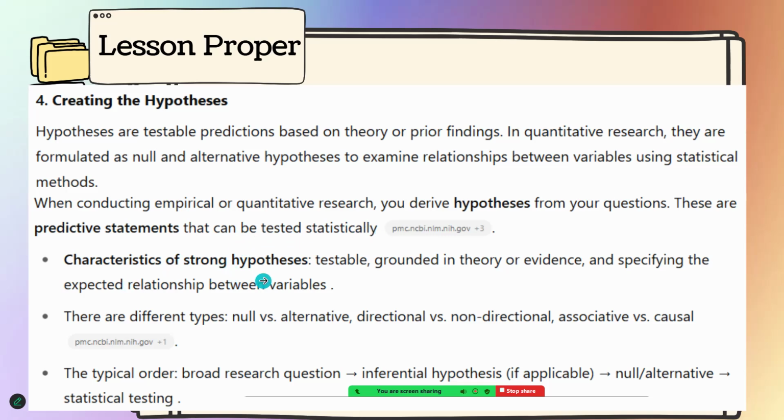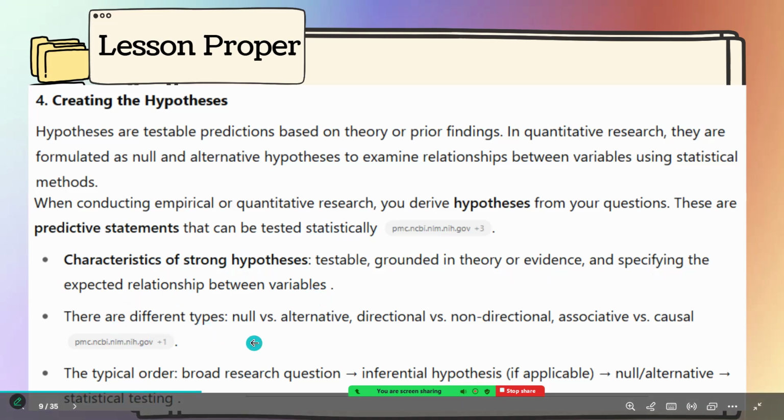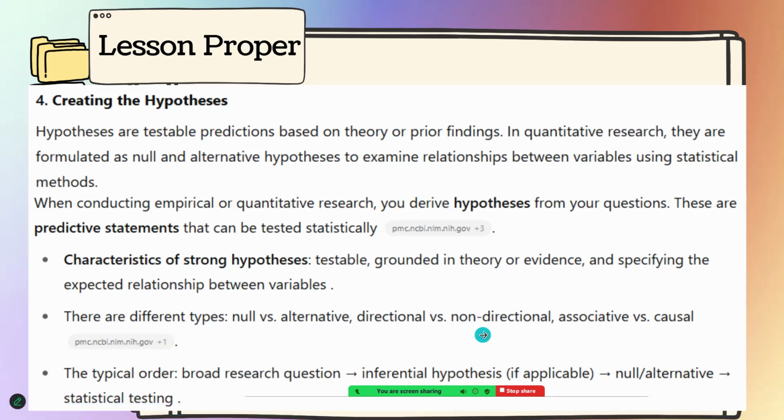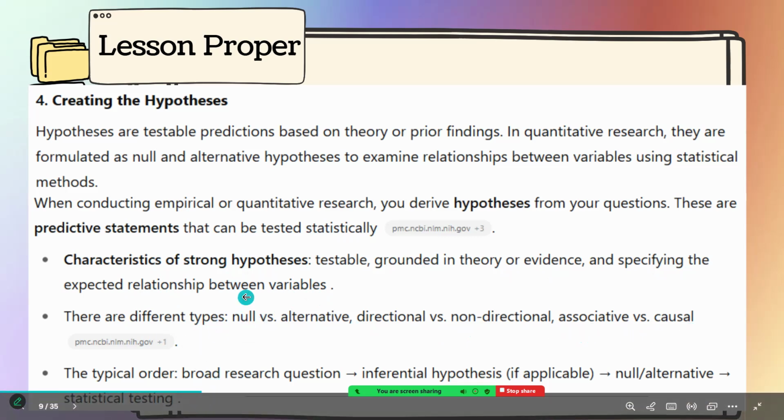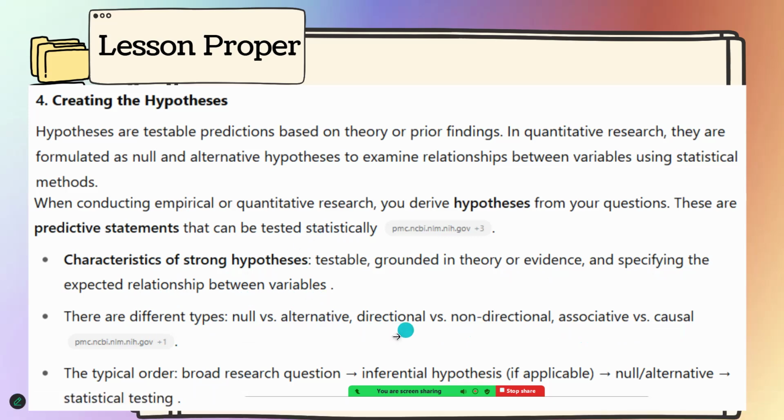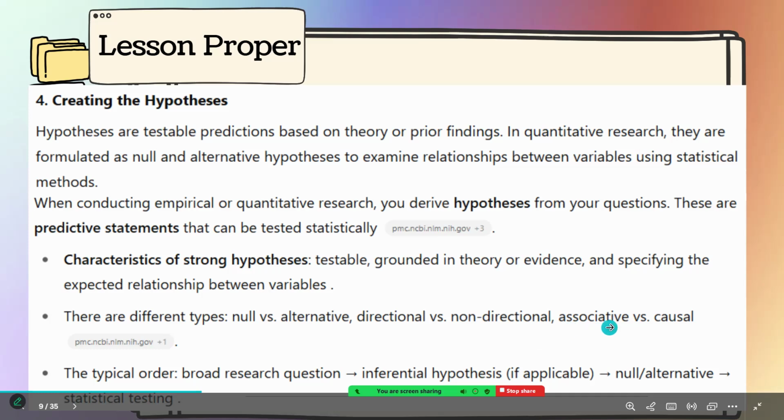So, what are the characteristics of a strong hypothesis? It must be testable and grounded in theory or evidence and specify the expected relationship between the variables. So, there are different types of hypothesis: the null versus the alternative, the directional versus non-directional, or the associative versus the causal. The typical order: broad research question, and then inferential hypothesis if applicable. There is a null and an alternative for statistical testing.